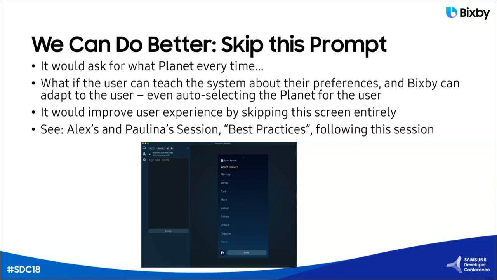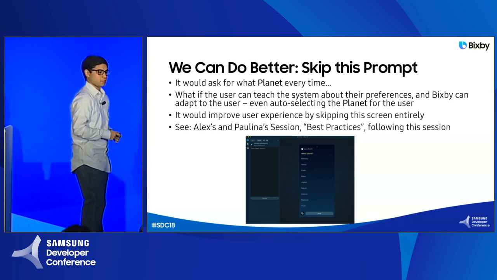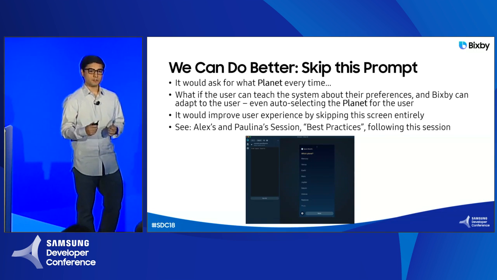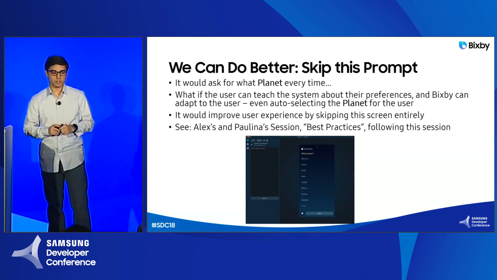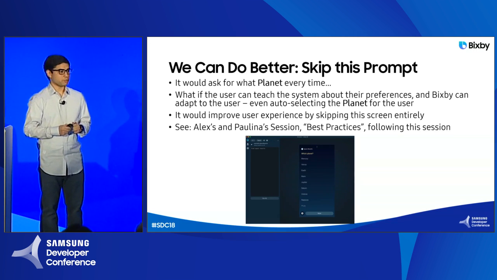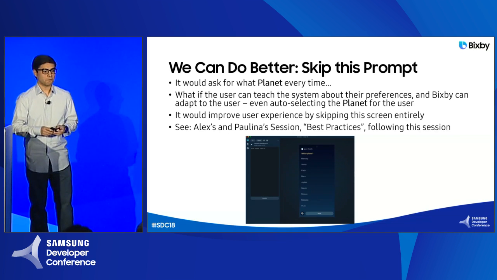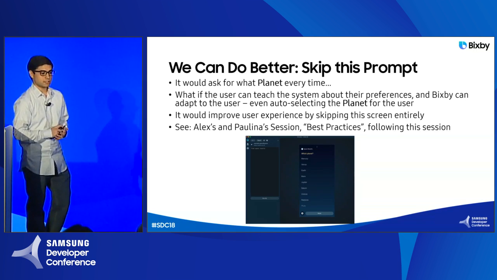We can do a little bit better. We can skip this prompt entirely. If you see, it's going to ask you every single time which planet do you want to go to? Well, if Bixby can learn more about you as a user, and notice that you keep clicking Venus every single time, Bixby can learn that about you and can auto-select a planet based on who you are as a user. It would improve user experience by just skipping this screen entirely. So if you want to learn more, you can see Alex's and Paulina's session on best practices following this session.